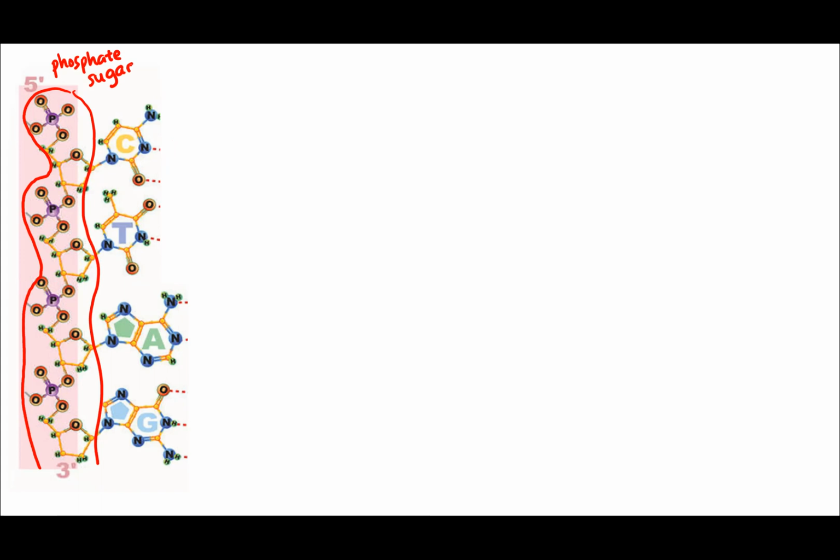And it has numbers that indicate starts and finish. 5 prime represents the starting of the phosphate sugar backbone, and 3 prime represents, all right, you notice that with 3 with an apostrophe at the top, that is 3 prime, so that's the end of the phosphate sugar backbone.